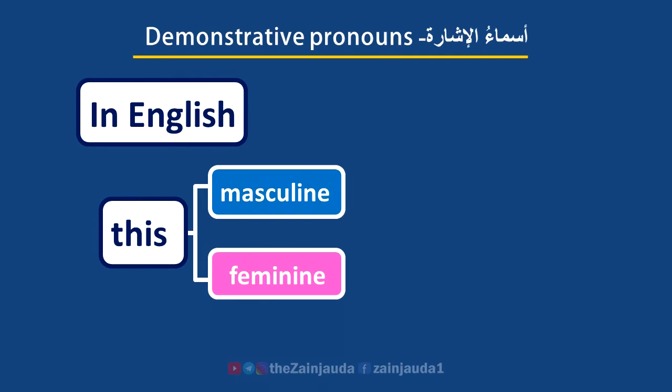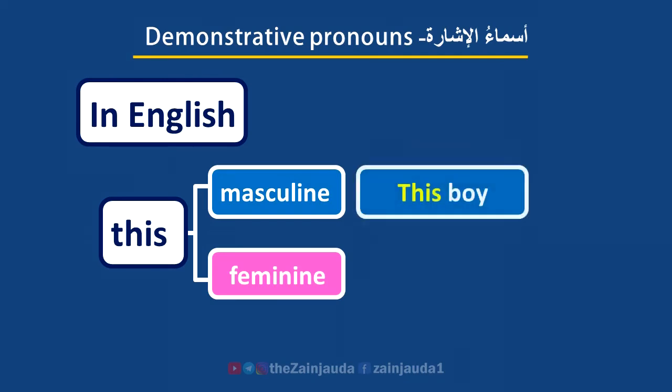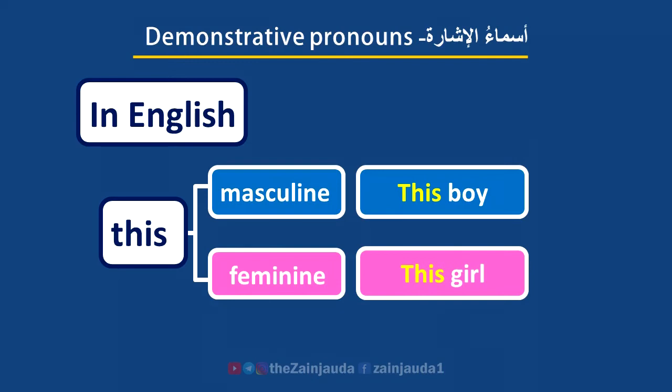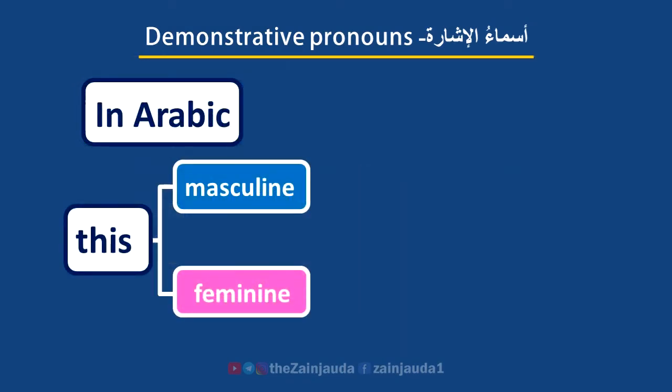So when pointing at a boy, we say this boy, and when we point at a girl, we say this girl. So the same demonstrative pronoun is used for both genders in English. In Arabic, there are two kinds of this. A special this for masculine and a special one for feminine. Let's see what are they.